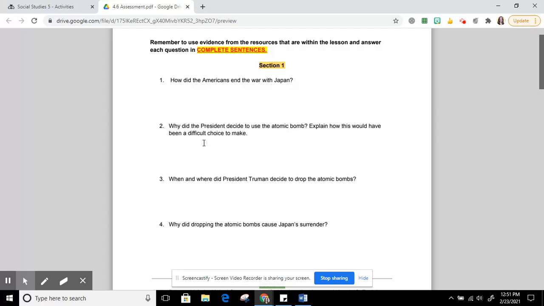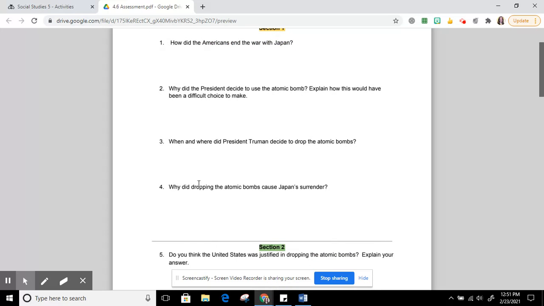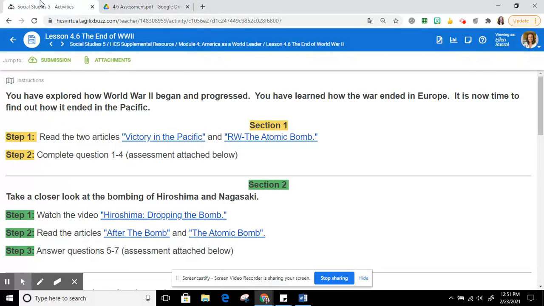So there's two parts to that question. You're answering why the president decided to use the bomb, and then explaining how that choice was hard to make, how that was a hard choice to make for him. Number 3, when and where did President Truman decide to drop the atomic bombs? So when did he decide to drop them, and where did he decide to drop them? There's two specific locations. And number 4, why did dropping the atomic bombs cause Japan to surrender? So why did those atomic bombs lead to Japan surrendering? Okay, so that's questions 1 through 4 for section 1.